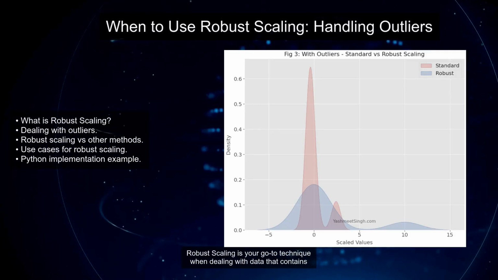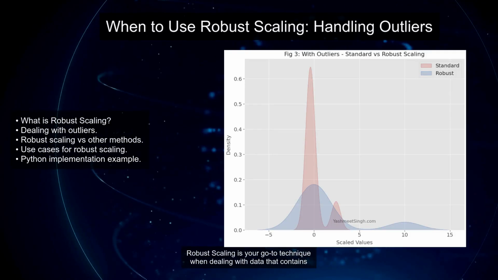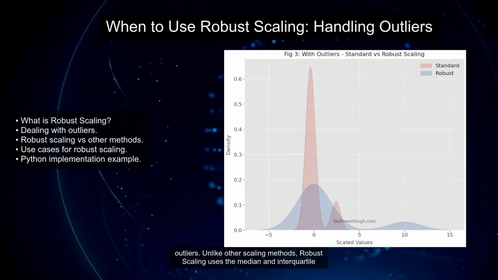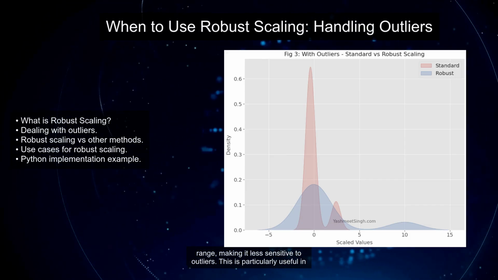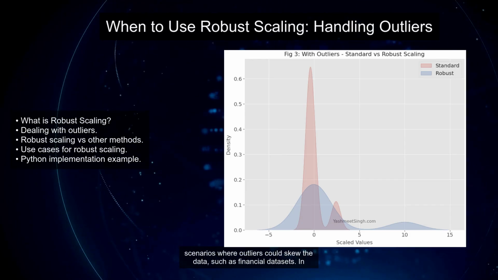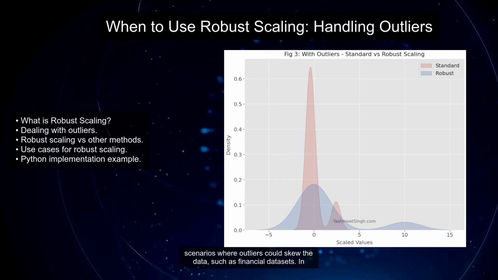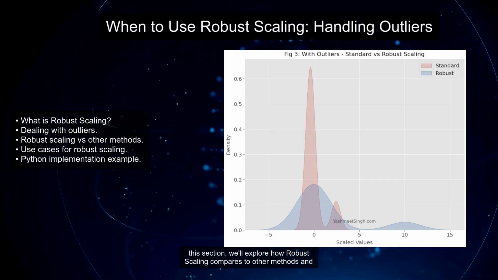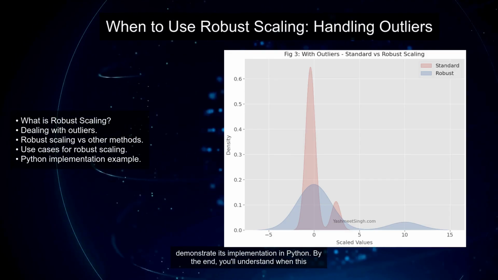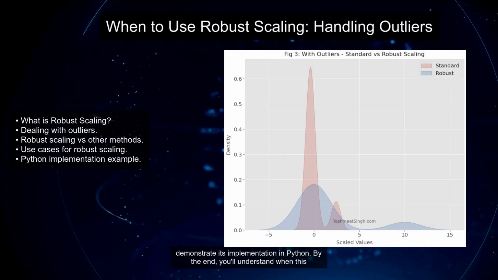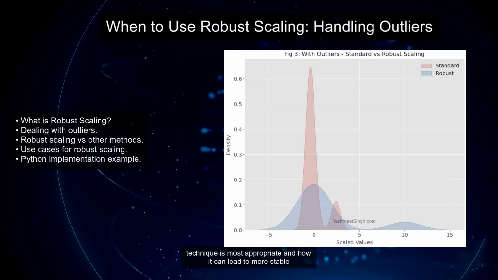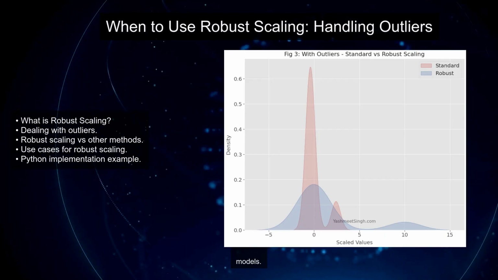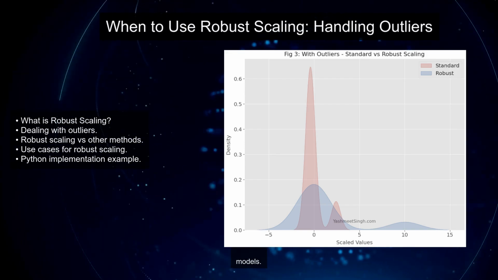Robust scaling is your go-to technique when dealing with data that contains outliers. Unlike other scaling methods, robust scaling uses the median and interquartile range, making it less sensitive to outliers. This is particularly useful in scenarios where outliers could skew the data, such as financial datasets. In this section, we'll explore how robust scaling compares to other methods and demonstrate its implementation in Python. By the end, you'll understand when this technique is most appropriate and how it can lead to more stable models.